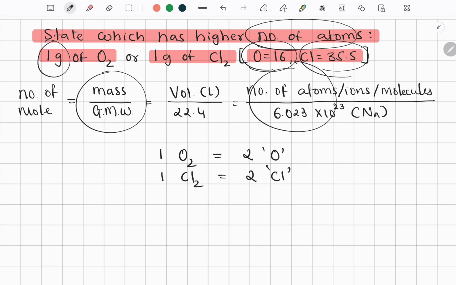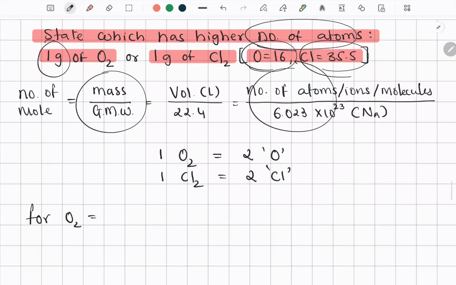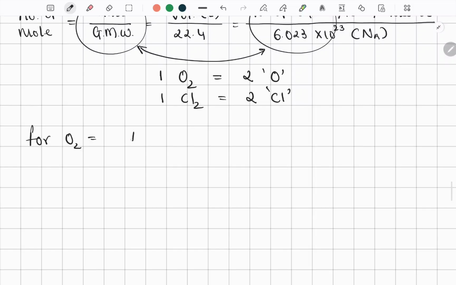Now let's see the next steps. Let's do it for O2. For O2, we're going to use the first and the third formula. We are going to equate the first and third formula in order to calculate the number of molecules. Once we get the number of molecules, we're going to multiply that number by 2 and we'll get the number of atoms of oxygen. Understood? Let's try. Mass 1 gram.